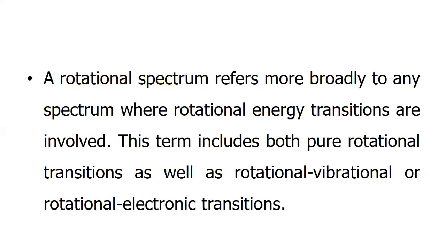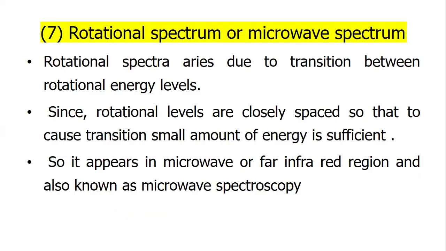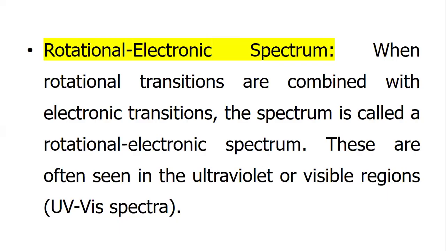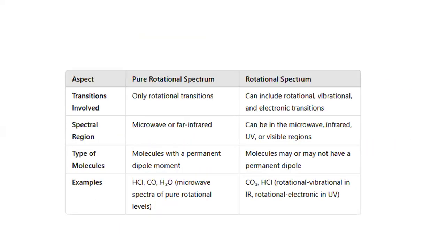Pure rotational transitions involve the microwave or far infrared region. Rotational vibrational spectra are in the IR, and rotational electronic spectra in the UV. So a rotational spectrum can be in the microwave, infrared, or UV visible region.